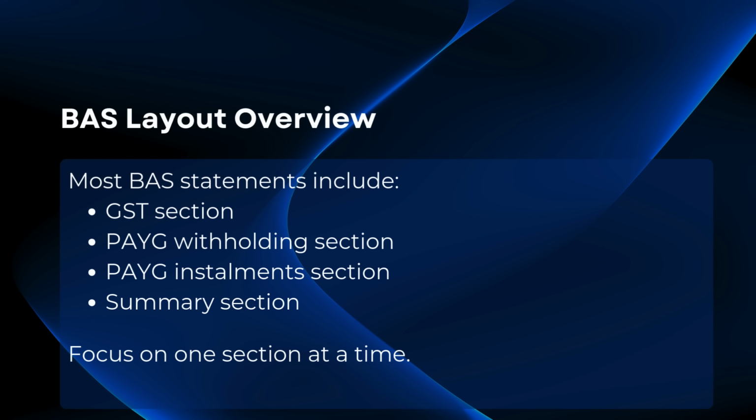If you are registered for GST, the GST section is usually the first area you will focus on. The main labels are G1 total sales, 1A GST on sales, 1B GST on purchases. These three labels form the core GST calculation. Let's look at each one carefully.